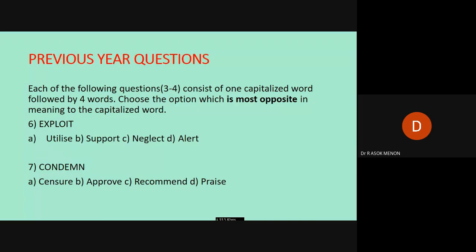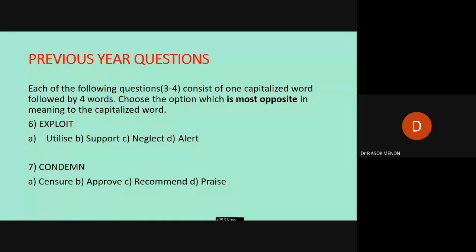Then here we have exploit. So this is most opposite in meaning, not synonym, antonym. So exploit: utilize, support, neglect, alert. We know the only word that stands apart from the similar meanings of utilize, support, and alert is neglect. Neglect is the opposite of exploit.